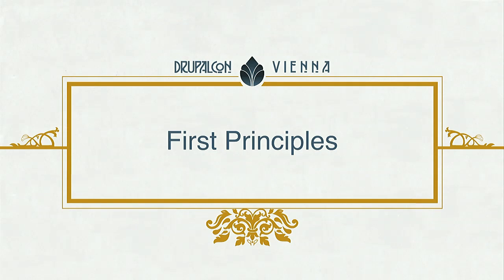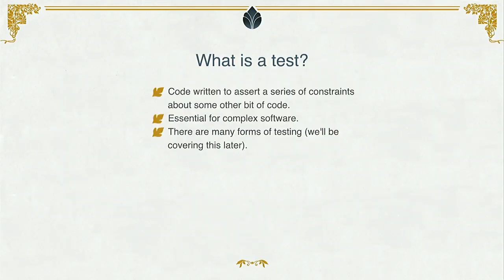So I'm going to start right at the beginning. That's first principles, and that is, what is a test? At a basic level, a test is really just code that we write as part of our project that asserts a set of constraints on the other code that we've written in the project. And for any type of complex software, testing is really essential. But the thing about testing is there's lots of different forms of testing as well. It comes in very many different flavors. And we're going to explore a few of those different flavors in this session.